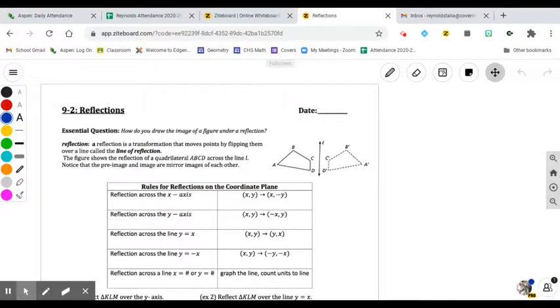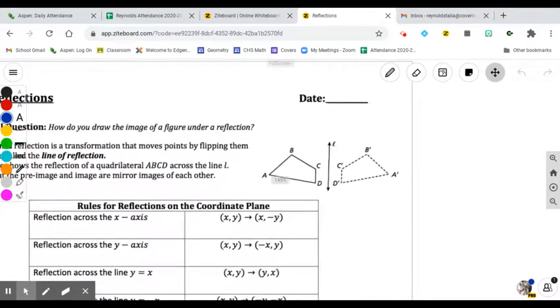Hey everyone, so here's our lesson on reflections. Reflections are another type of transformation. It is when you take a shape and you flip it over a line. The line is called a line of reflection. So we have different types of lines that we use as lines of reflection, all on the coordinate plane.